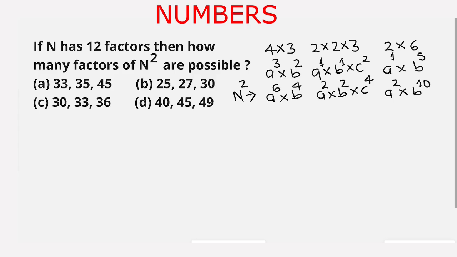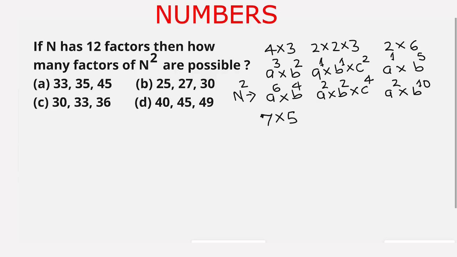Now if these are the values of n square, then the number of factors will be, the power of a is 6, so we add 1 to it, so it will be 6 plus 1 is 7, multiplied by the power of b is 4, so it will be 4 plus 1 equal to 5.